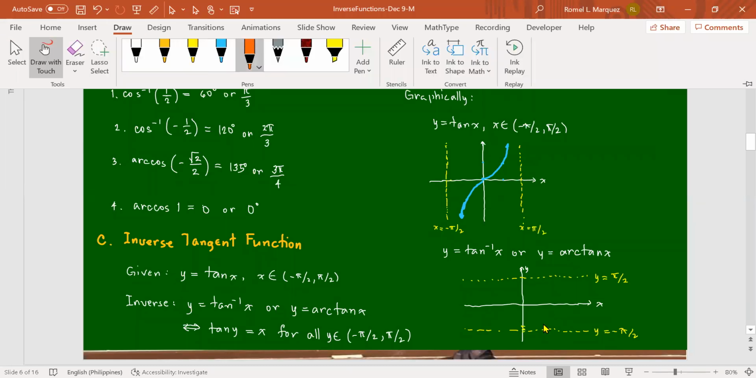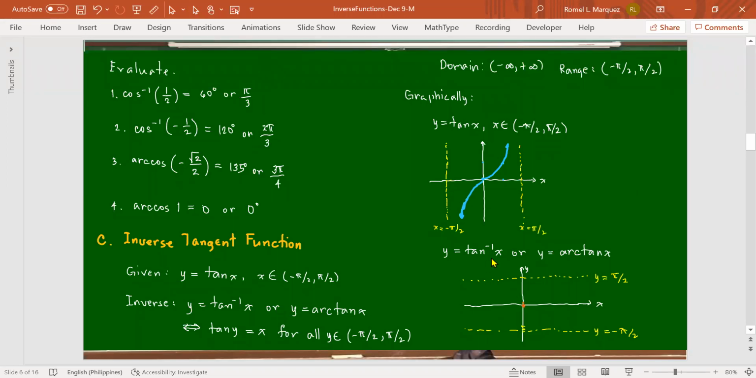So let's have the graph. If x is 0, arc tangent of 0 is 0. When x is 1, that is pi over 4, somewhere here. And if it is negative 1, arctan of negative 1 is somewhere here, negative pi over 4. So the graph is asymptotic to y equals pi over 2 and also asymptotic to negative pi over 2. Okay, so that's the graph of inverse tangent. Any question, guys?